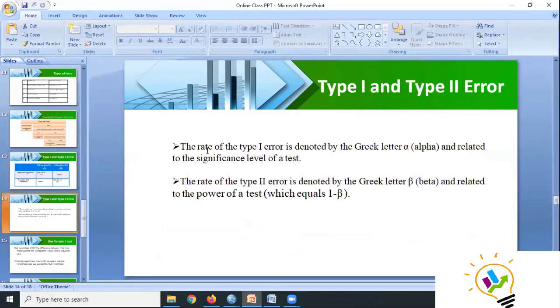Okay, this is the same thing. The rate of type 1 error, alpha, shows the significance level, and the rate of type 2 error is denoted by beta, and the power of the test is 1 minus beta. So these are some simple things you need to understand: what null hypothesis you have prepared, and whether you are accepting or rejecting it. These are the fundamental things, madam.